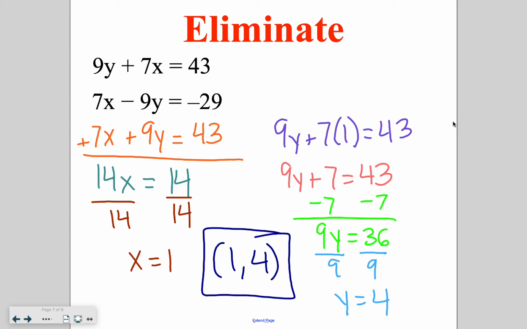Rearranging that top equation, just flip-flopping the x and the y. Once again, I decided to eliminate the y's. Solved for x, you could have eliminated x first and then solved for y. Either way, your coordinate is going to give you (1, 4) as the point of intersection.